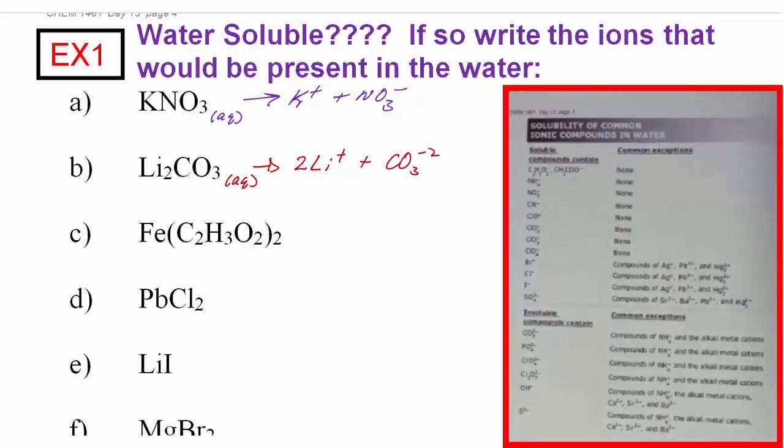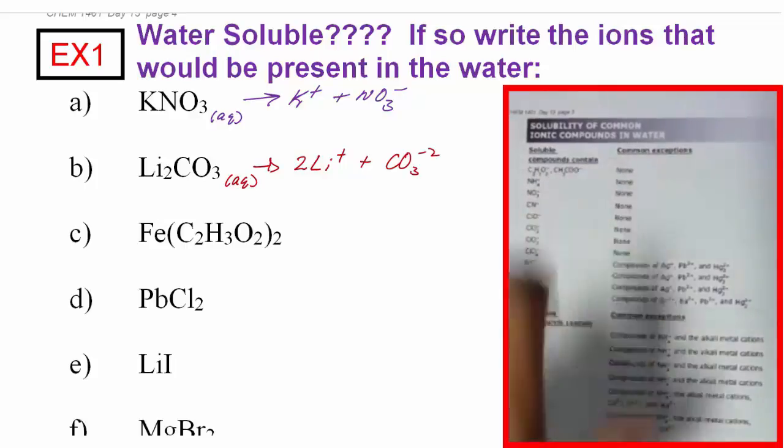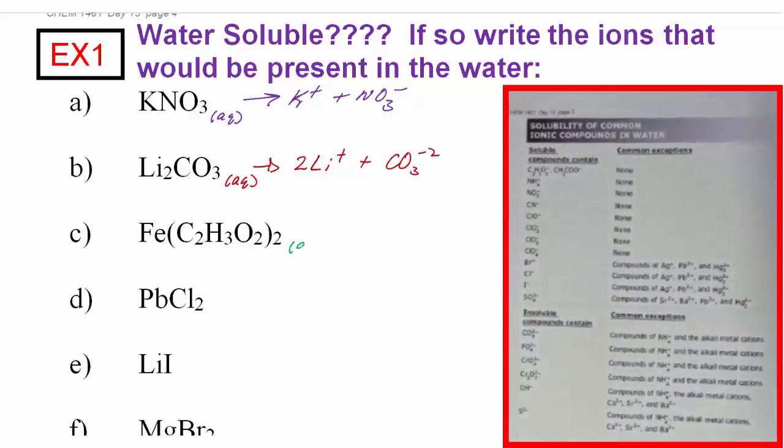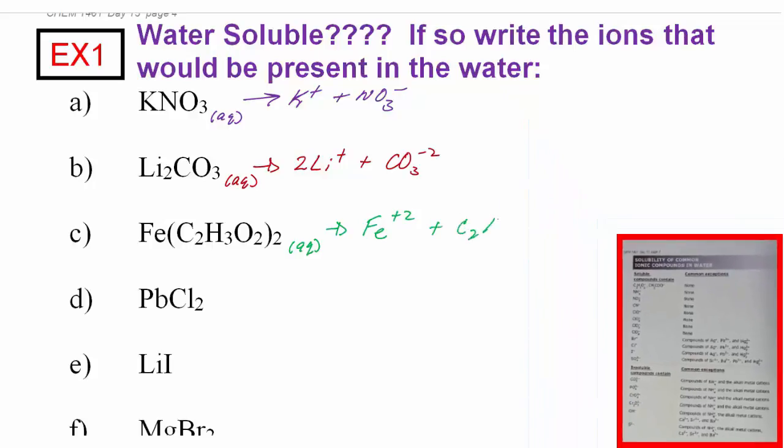Iron acetate. Here's acetate. It's always soluble, no exceptions. If you're not sure of these charges, use the subscripts. Use the trick. And we have 2 of those acetates. Right, here's a 2, so that means it has to be iron plus 2. And that's a 1, so acetate must have a -1 charge.